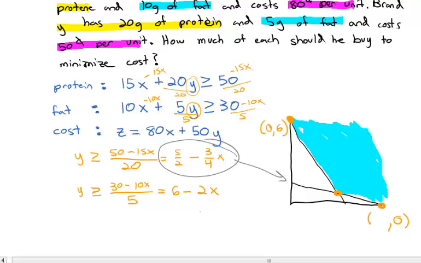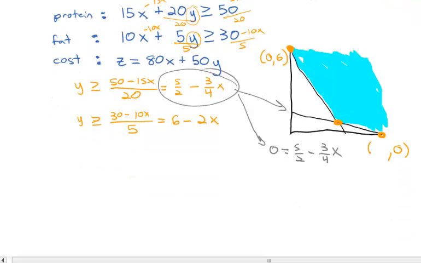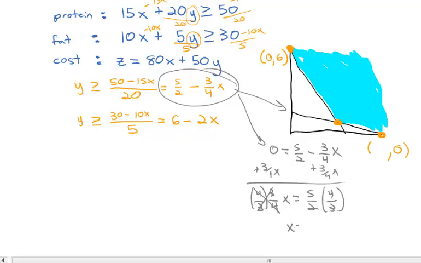So if we plug 0 in for y, 0 is equal to 5 halves minus 3/4 x. Let's add 3/4 x to both sides. So we get 3/4 x equals 5 halves. Multiply by the reciprocal of 4/3. And x is equal to, 4 over 2 reduces to 2, 10/3. So 10/3 is the x value.